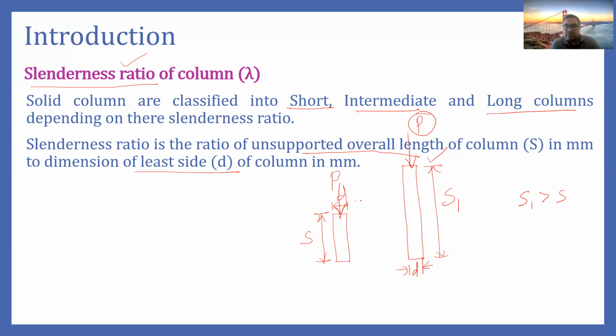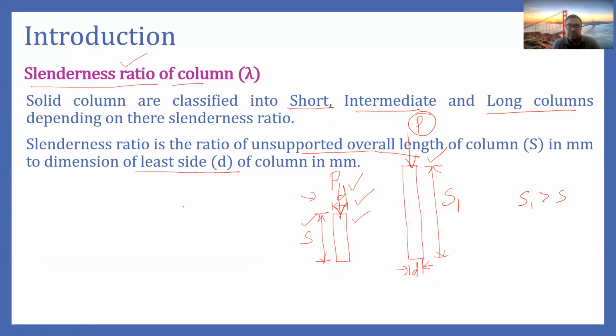And in this category, as you can see, the column has a short length. So this column will have less vulnerability to bending. Therefore, this vulnerability is defined in terms of slenderness ratio. Now, slenderness ratio is the ratio of the length of the column to the least lateral cross-sectional dimension. So here the least lateral dimension is D and the length is S.